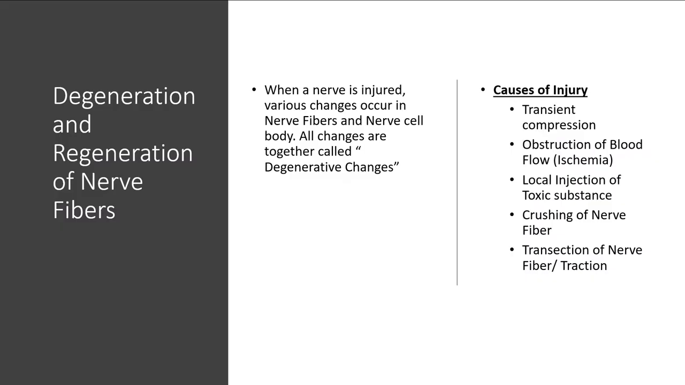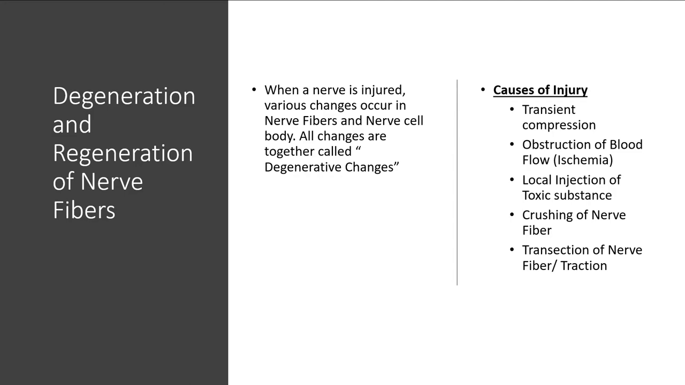Okay, so the topic is degeneration and regeneration of nerve fibers. Whenever a nerve gets injured, various changes can occur in the nerve fibers and the nerve cell bodies. When I say nerve fibers, we are basically talking about the axonal part of the nerve cell, and the cell body. The changes which occur after the injury are collectively known as degenerative changes.